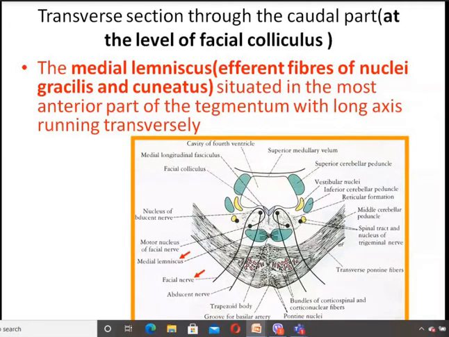So the transverse section at the level of the facial colliculus shows the medial lemniscus, the efferent fibers of the nucleus gracilis and cuneatus. Yesterday we discussed it. This is the medial lemniscus, situated in the most anterior part of the tegmentum with the long axis running transversely. It is formed by the fibers coming from the nucleus gracilis and the nucleus cuneatus, which decussate and go to the opposite side. It forms the medial lemniscus. So it is the prominent feature in the tegmental part at the level of the facial colliculus.